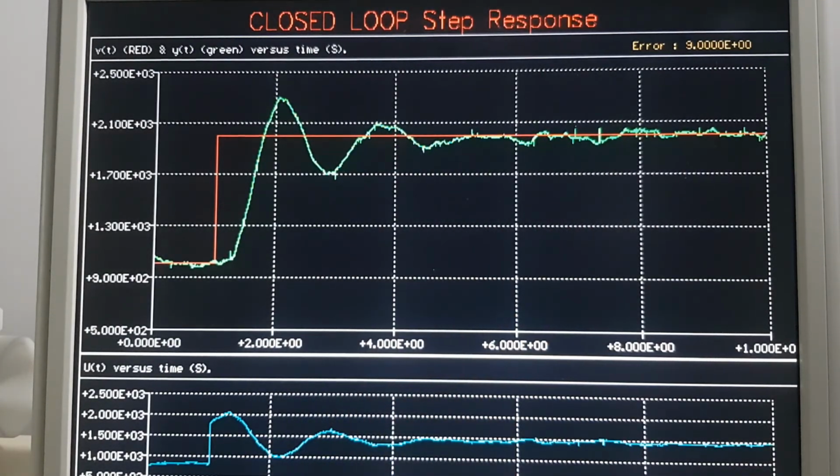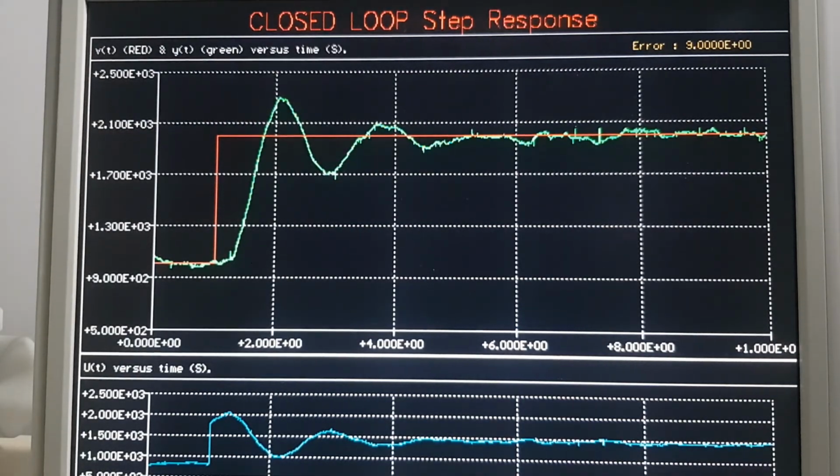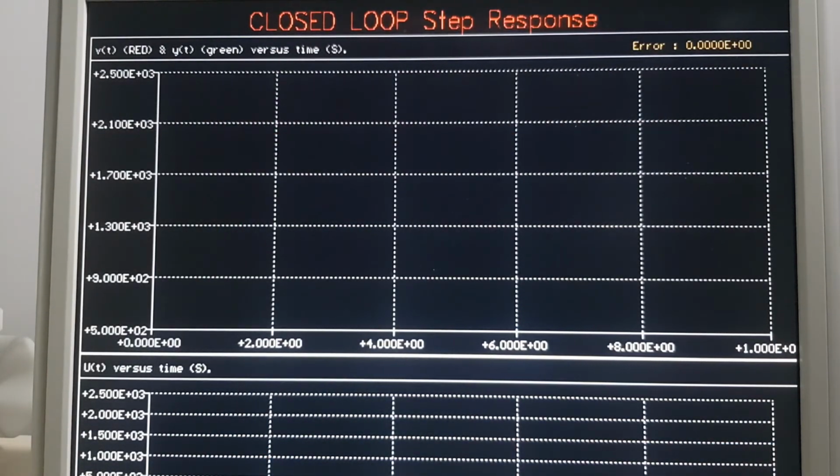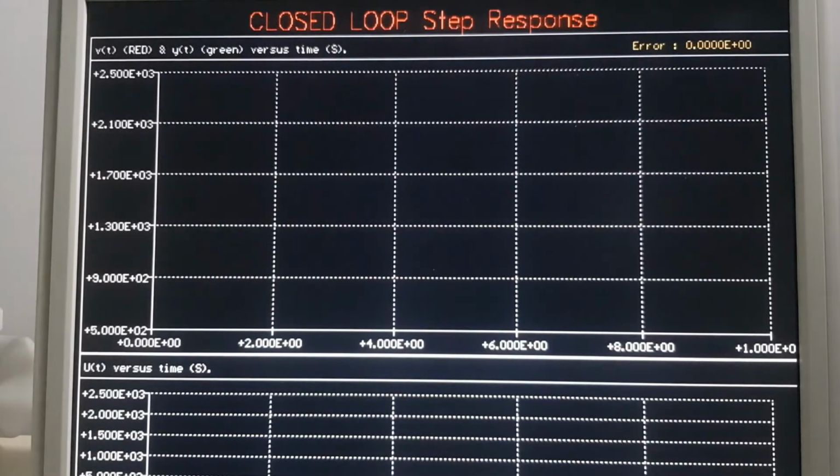Now we can put derivative in to get rid of this overshoot and undershoot. So that's the main trick of derivative. So if we stick to Kp as 1, Ki as 1, but Kd is 0.1 now. We don't want too much derivative. Too much derivative will amplify noise. So here we go. This is our PID controller now.